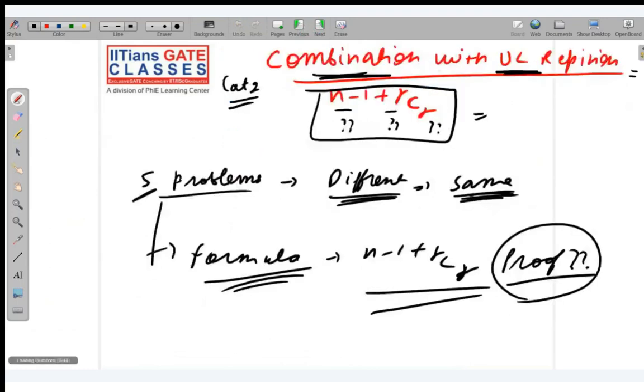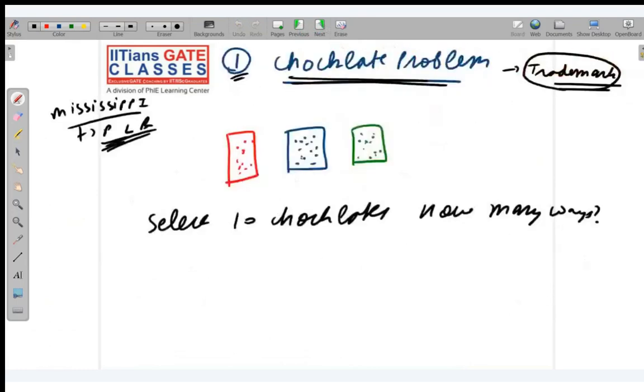So I will not say combination with unlimited repetition and all. I will simply say it's a chocolate problem. Whenever we see this kind of problem, I will say it is a chocolate problem. So we will remember it like that. What is this chocolate problem? See, we have 3 kinds of chocolates: red chocolates, blue chocolates, and green chocolates, and they are available in abundance. That means unlimited quantity is available to us, and we want to select 10 chocolates.